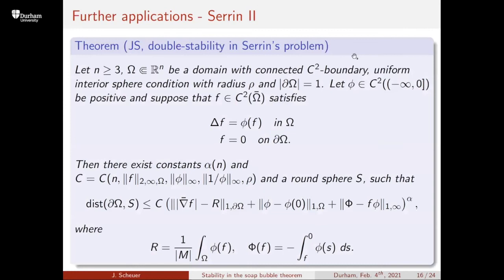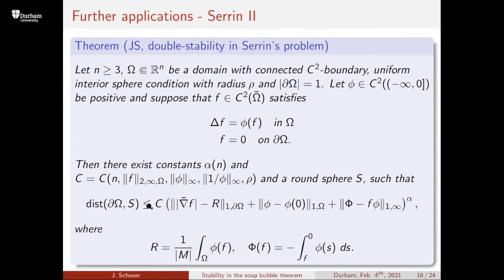So we can prove a certain double stability result in Serrin's problem. What do I mean by that? We relax the operator, the equation, by allowing a nonlinear right-hand side, which depends on the function f. So we have a function phi, which lives on the negative real axis, and apply this function to f and solve this nonlinear equation here with Dirichlet data.